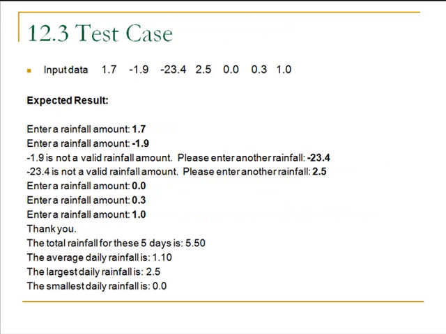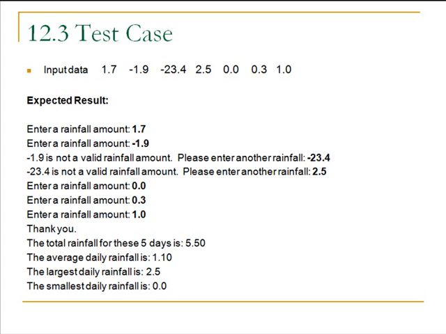So the first thing we'll do is start off with looking at a test case. And if we can't imagine how the program output will look, we probably can't write the program to make it do that. So that's the starting place. Here's the input data. Suppose the user enters 1.7, -1.9, -23.4, and so on.